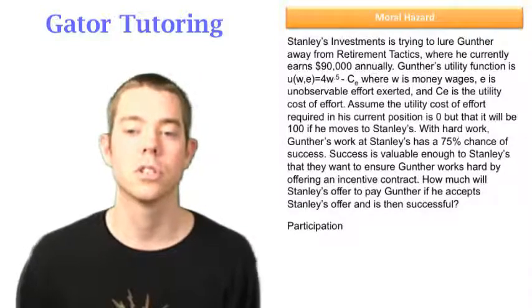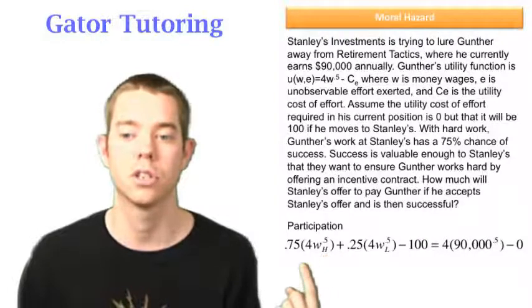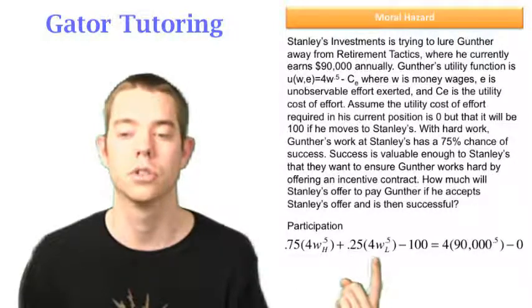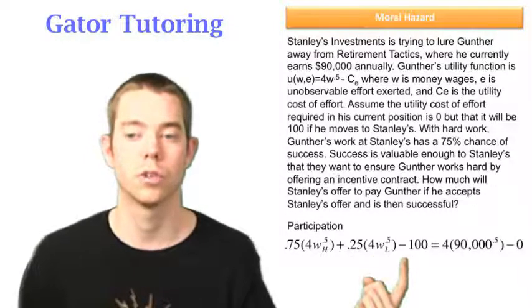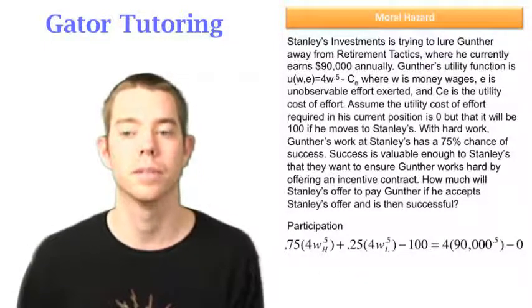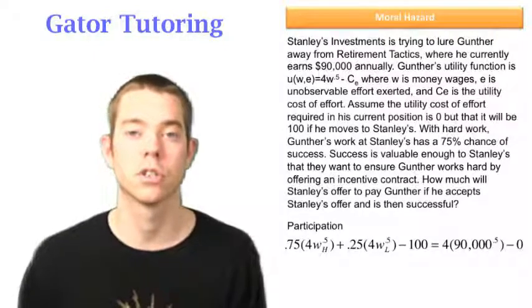So again, the participation constraint is going to say, working hard at our job, well, you'll have a 75% chance of making that high wage and getting the utility of the high wage, and a 25% chance of getting the utility of the low wage, minus the 100 that it costs you to work hard, and we're going to set that equal to your reservation utility.